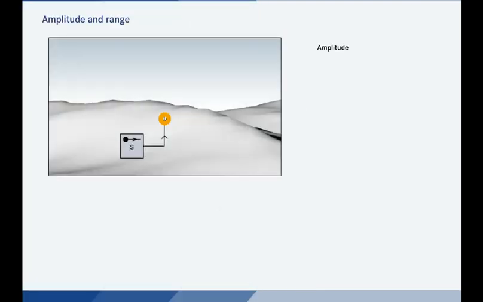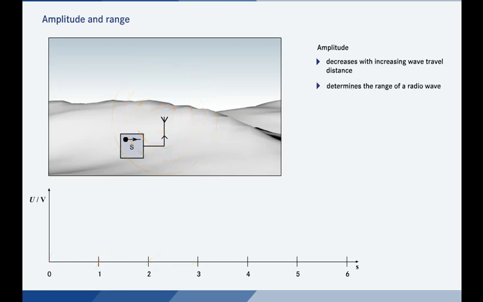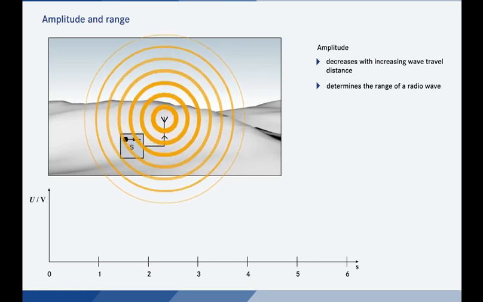The further a radio wave travels, the more its amplitude decreases, because the wave propagates in all spatial directions. If the distance from the transmitter is doubled, the wave's amplitude decreases to just a quarter of its original value. The wave amplitude created by the transmitter aerial thus determines the range of the radio wave. The greater the amplitude, the further the wave can be transmitted.